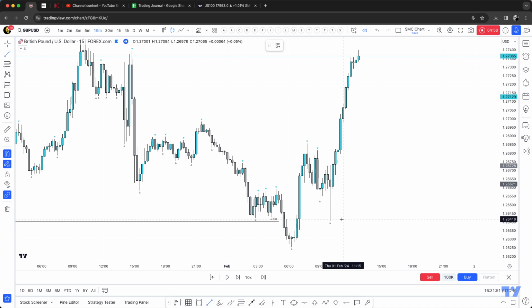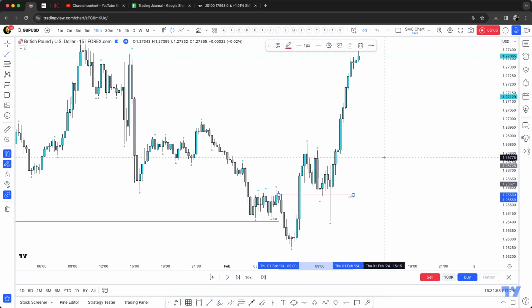Now, where is our order block? Our order block is the opening price. This is the one that I'm going to mark up. This is the actual order block, right?